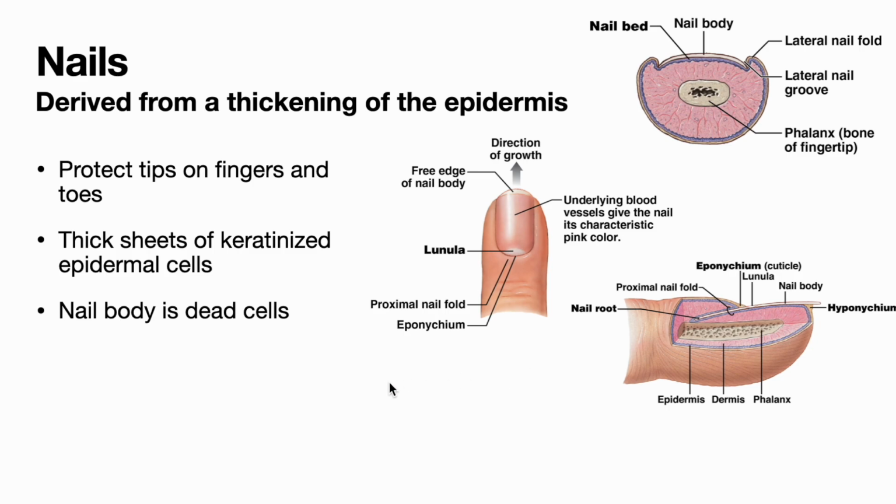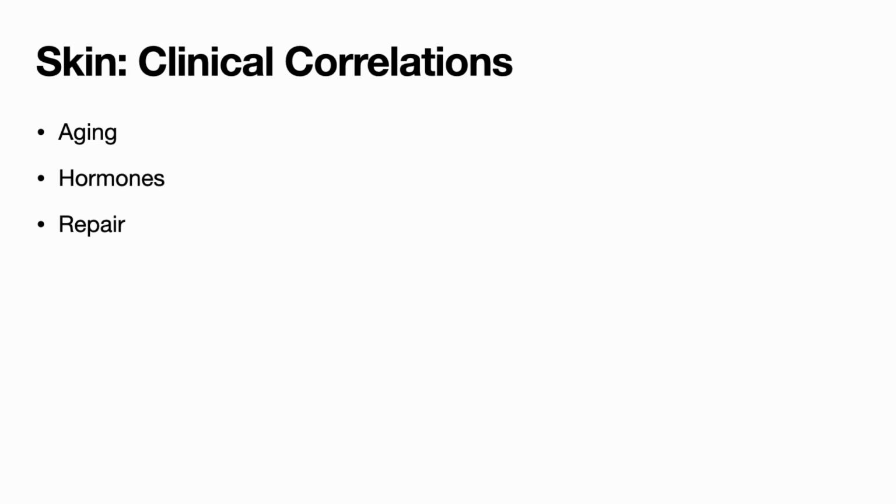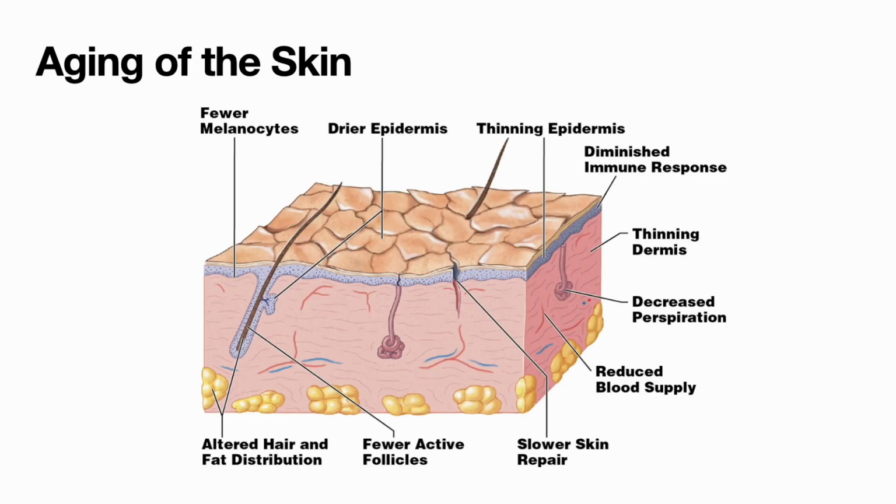That's pretty much the extent of what we need to know about nails. We don't go into them in too great of detail. Now, there are some important clinical correlations we want to be aware of. What happens to skin as we get older? How do hormones impact the skin? And how does skin repair itself after injury? So let's dig into that.